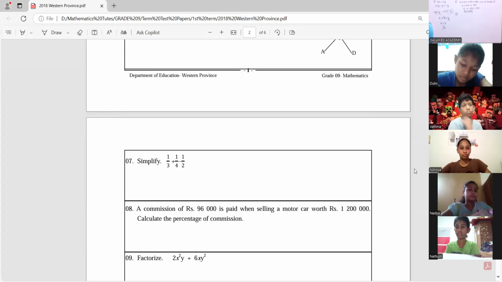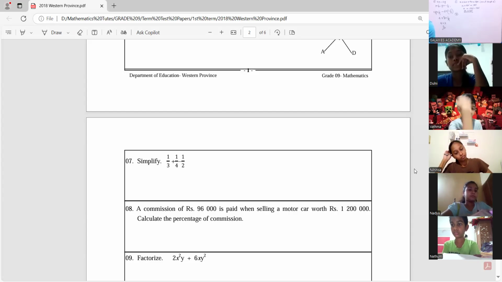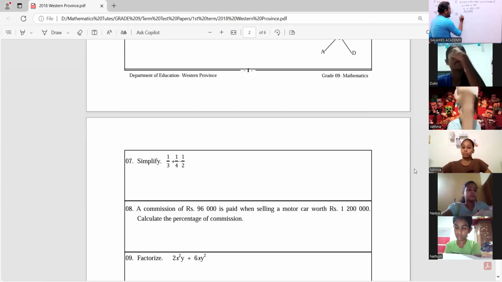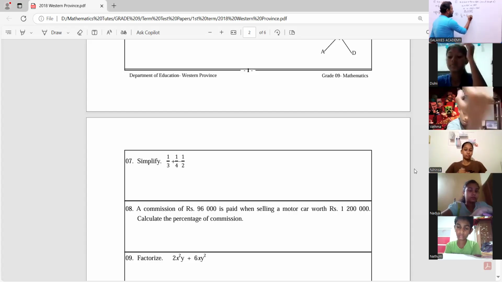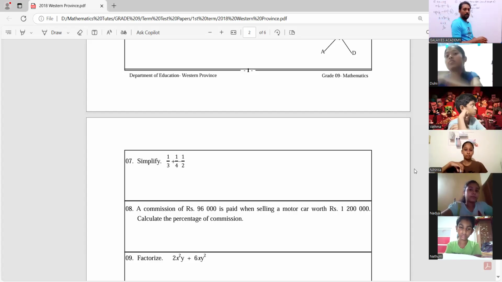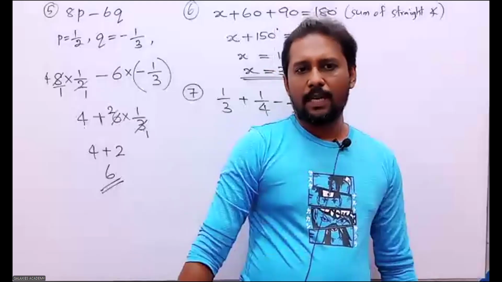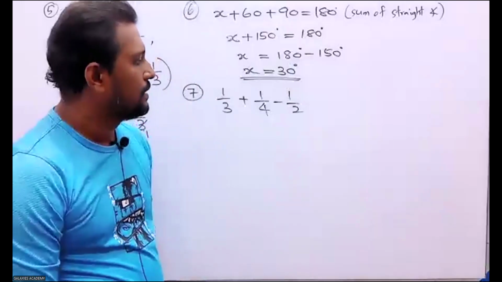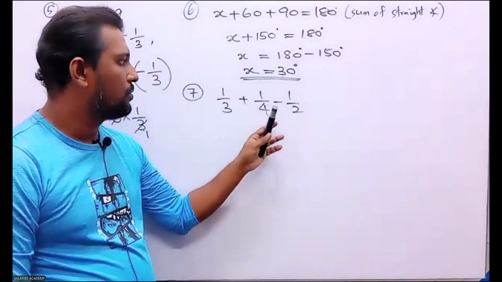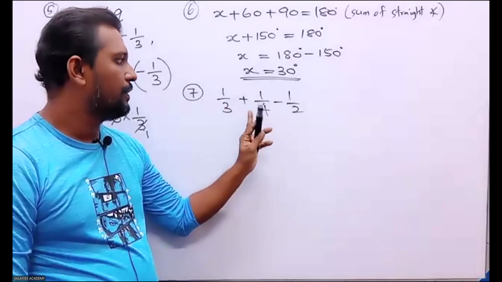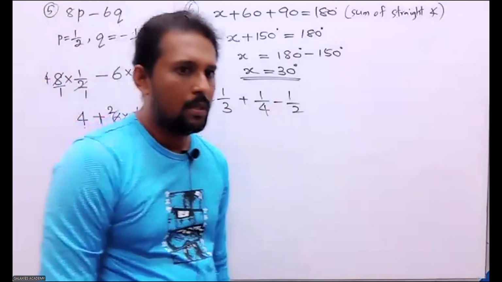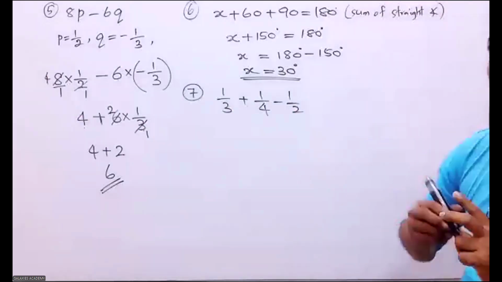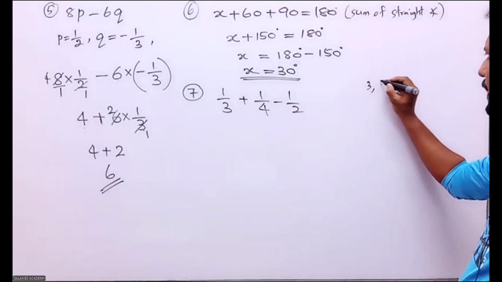1/3 add 1/4 subtract 1/2. Right. Addition and subtractions only given. So first you have to find the LCM of 3, 4 and 2. What is a suitable LCM? Suitable common denominator. Quickly you can find the LCM, right?